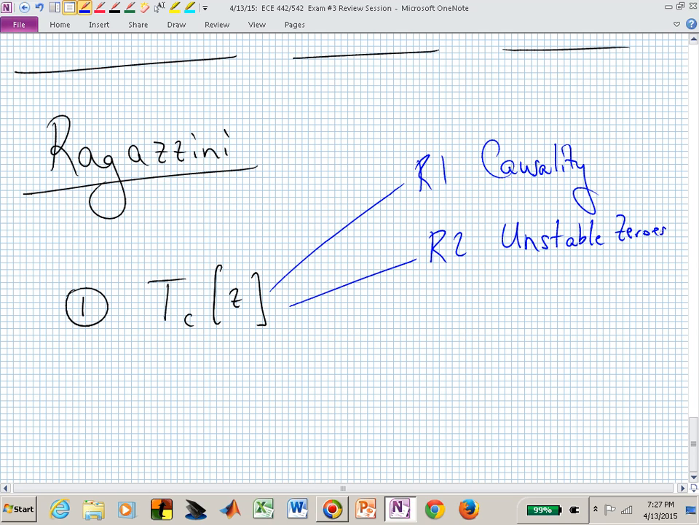The second restriction is if you have unstable zeros in your system. You don't want your controller doing what? You don't want your controller canceling those unstable zeros, and to prevent that, you have to put those unstable zeros in T sub C of Z. That's restriction 2. That's why those are forced into T sub C of Z.